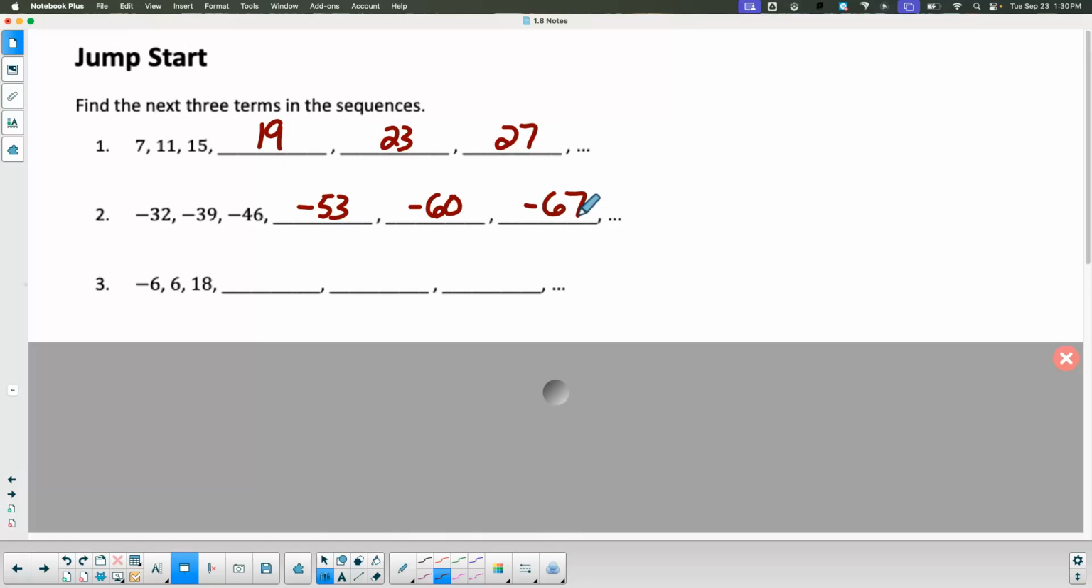I think you got confused with number 3. Because what's the pattern for number 3? Adding 12. 18 plus 12 then would be 30. 30 plus 12 would be 42. 42 plus 12 would be 54. And so on. Love it.